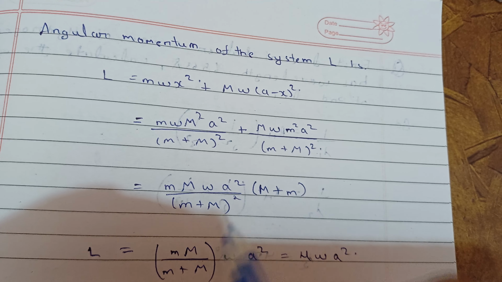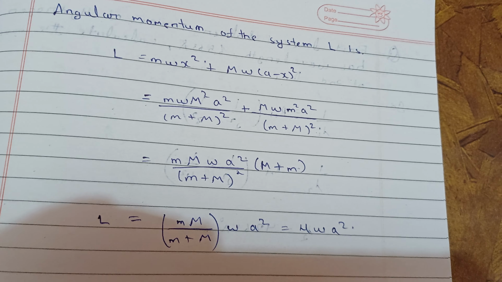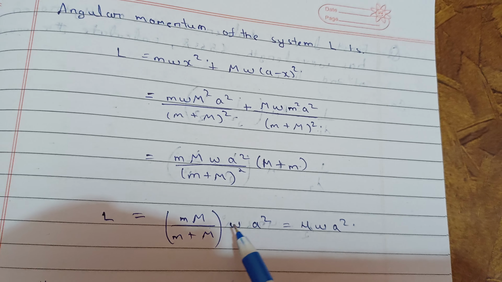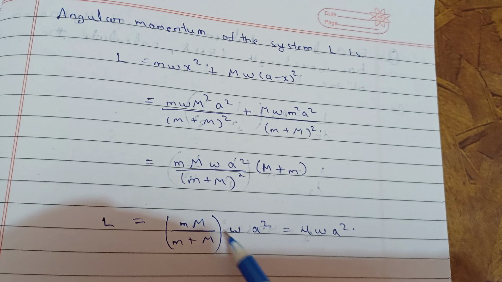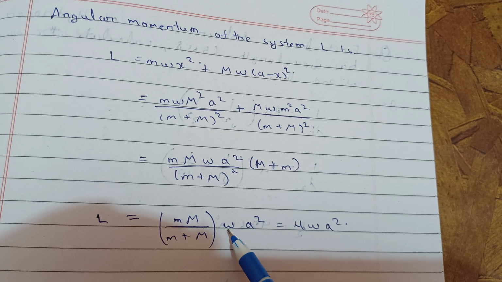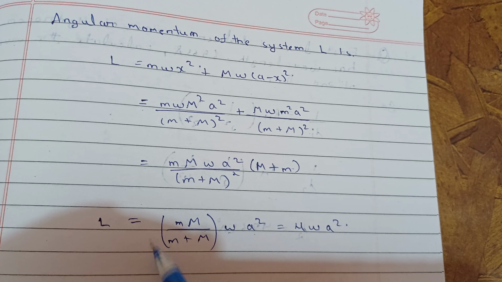Now this will cancel out this square, and the remaining thing will be m1 m2 divided by m1 plus m2, times omega a square. Now you will see that we are getting a final system, and if we write this as mu, then it will be something which is rotating with the same omega, or the angular frequency, and at the distance a. So that's why we call it the reduced mass.